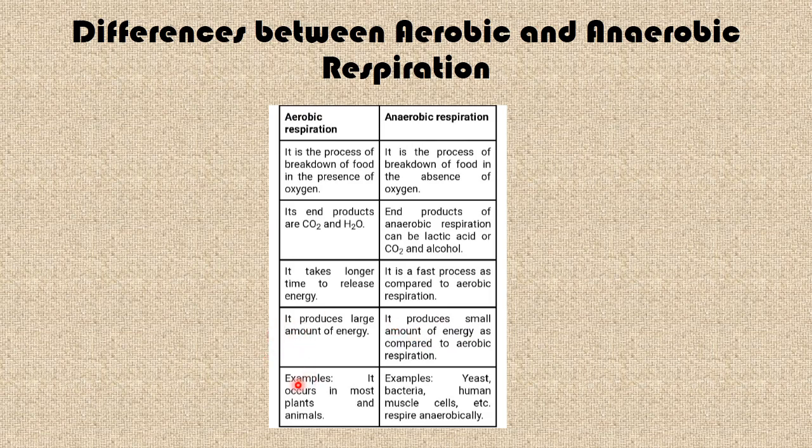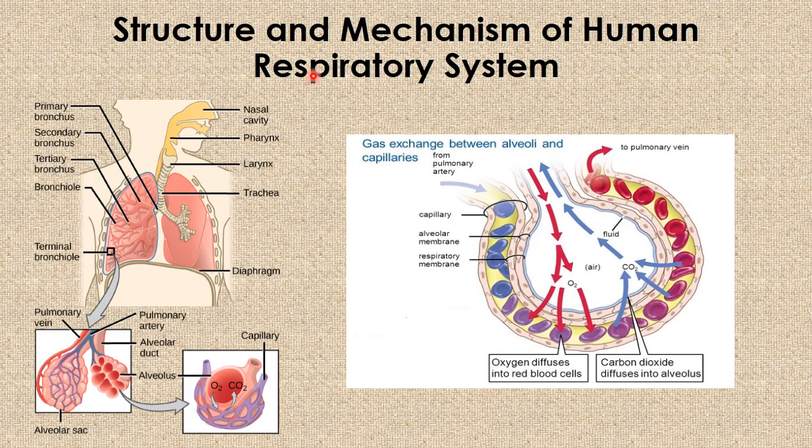And finally, aerobic respiration occurs mostly in plants and animals, while anaerobic respiration occurs in yeast, bacteria, human muscle cells, and so on. So these are the differences between aerobic and anaerobic respiration. Now, moving on, we'll be looking at the structure and mechanism of the human respiratory system.